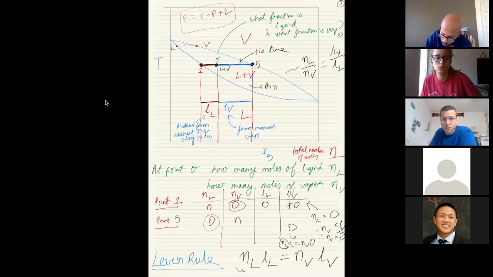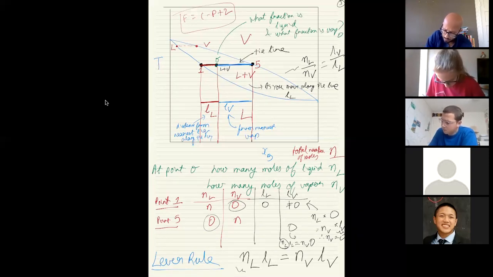As you move along the tie line, LL increases, right? Because your distance, and you could move to the left, you could move to the right. I'm talking about moving to the right. As you move along the tie line to the right direction over here, your LL increases.